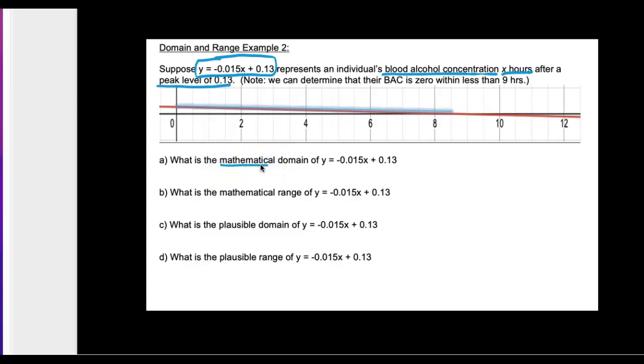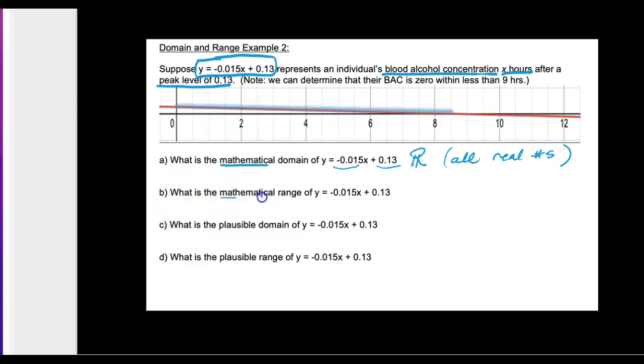For part A, what is the mathematical domain of this equation? Mathematical means, what are the acceptable values that we could plug in? Or are there any numbers that would cause issues? If we look at this equation, we don't have any dividing, so it's not possible to divide by 0, which always causes an issue. We don't have square roots, so those are things to look for that would cause issues. In this case, we can plug any number we want in. We're just multiplying by negative 0.015 and then adding 0.13. So there aren't any mathematical restrictions. We're going to say all real numbers, or we can just write that fancy R. All real numbers just means any number you can think of, negative, positive, decimal, it doesn't matter.